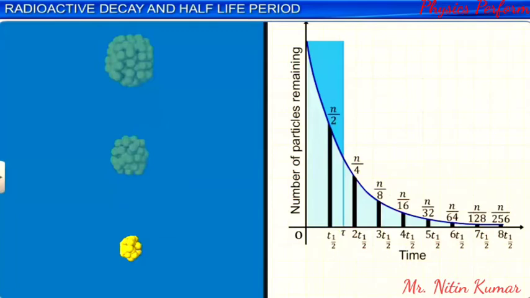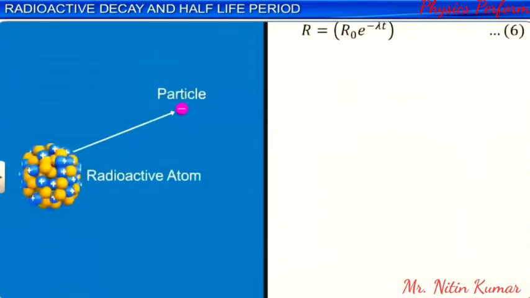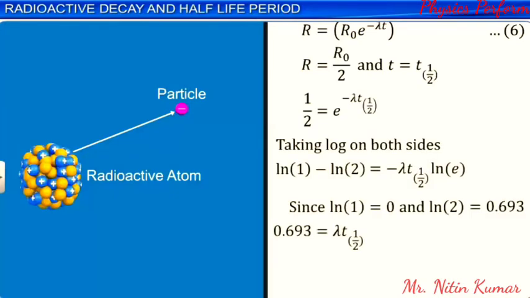From equation 6, we have R is equal to R naught into e power minus lambda t. Substituting R equal to R naught by 2 and t equal to T half in equation 6 and solving, we get T half is equal to log 2 to the base e by lambda. Substituting the value of log 2, we get T half is equal to 0.693 by lambda. Let this be equation 7.